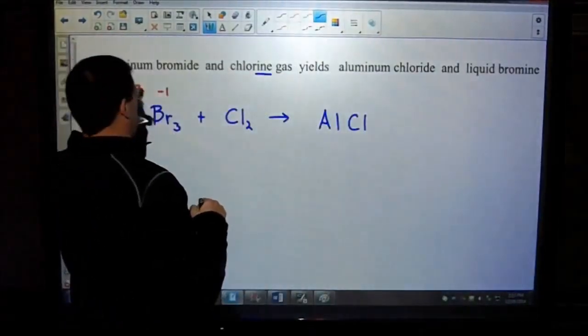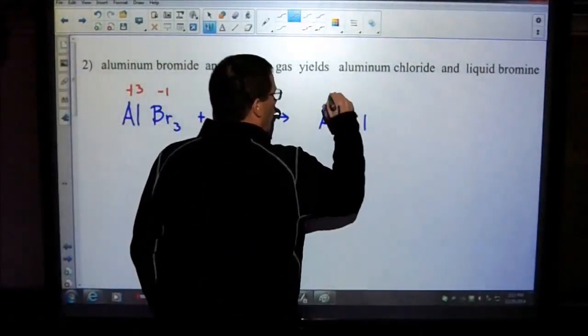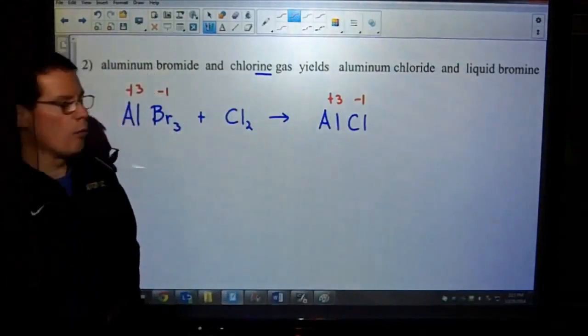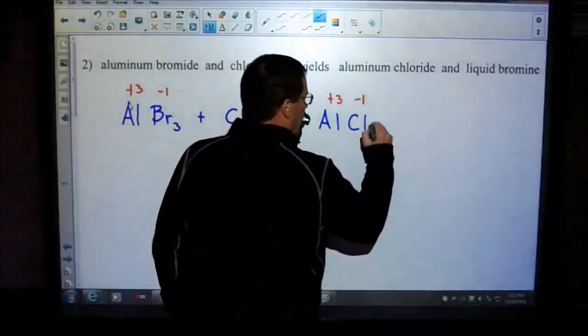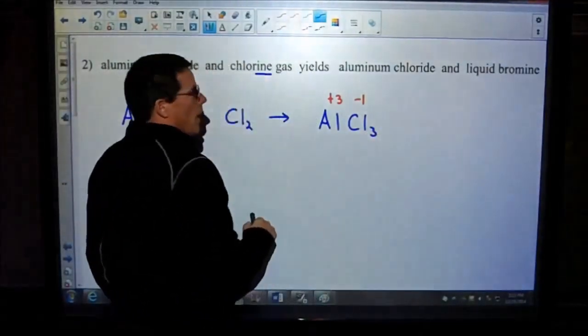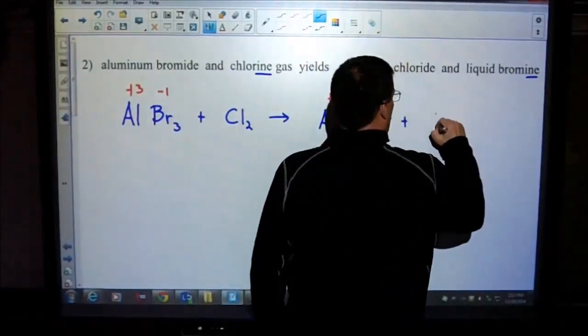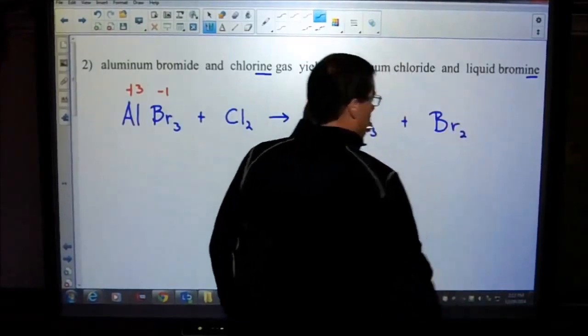Again, aluminum has a +3 charge. The chlorine is in group 7A. Looking at your periodic table, that's a -1 charge. So that means that we need 3 chlorines. And yields liquid bromine. So bromine, again, ends in -ine, so that means that we have 2 of those.